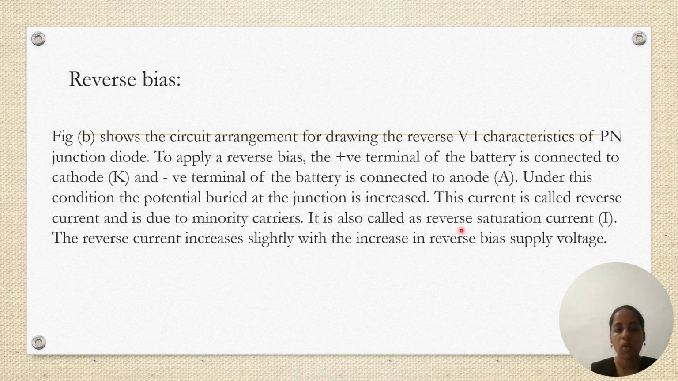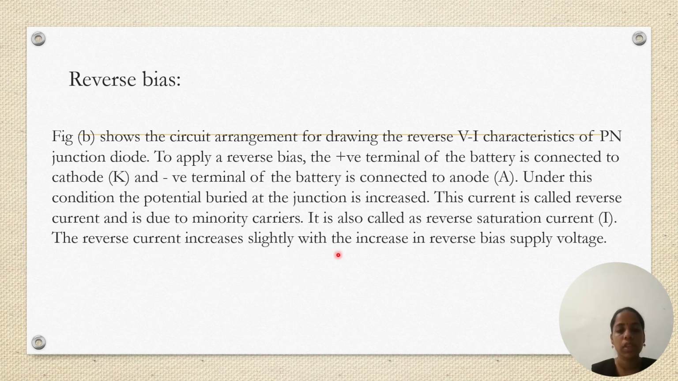This current is called reverse current and is due to minority carriers. These are formed due to the reverse bias, minority carriers or holes are present and majority carriers or electrons are present. It is also called reverse saturation current. The reverse current increases slightly with the increase in reverse bias supply voltage. This is all about the p-n junction diode.